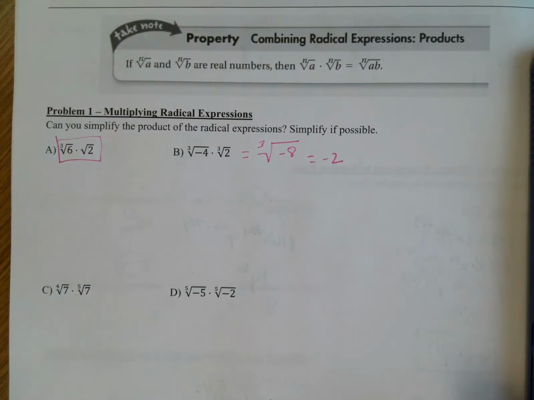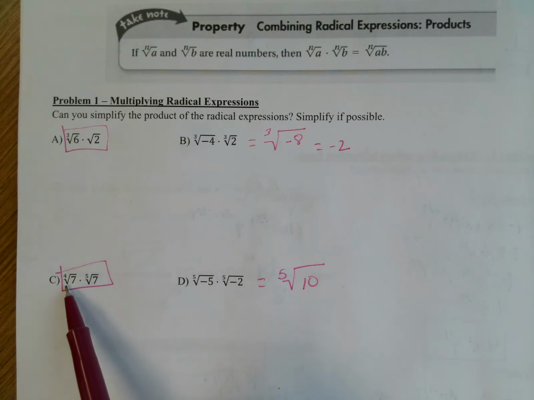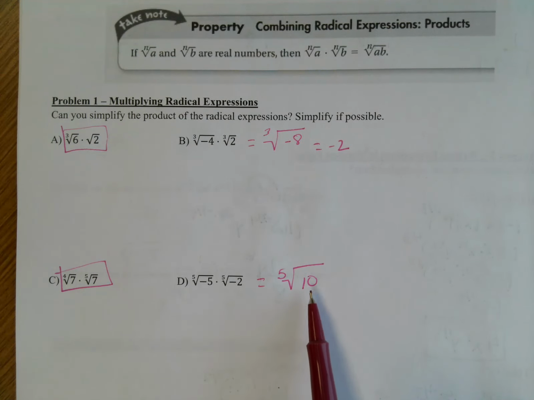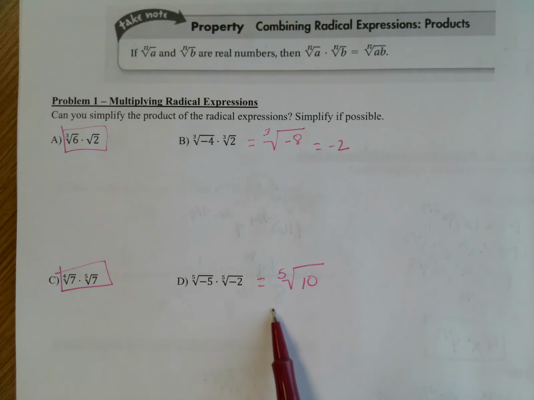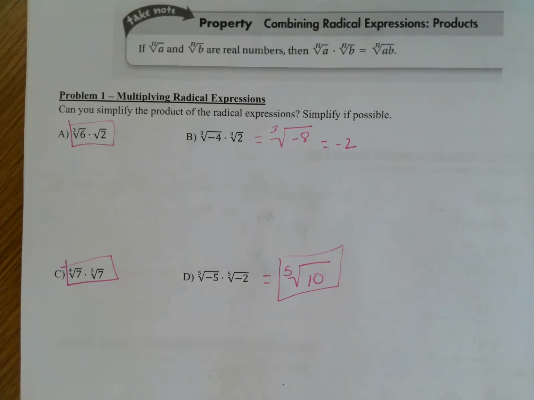I want you to pause this video and try to do C and D by yourself right now. Here, the indexes are different, so I can't do anything with it. That's my answer. Here, I can multiply them together. So -5 times -2 is +10. I cannot simplify this any further because if I plug that into my calculator, it gives me a long decimal. I don't want a long decimal. I want it just multiplied together, just like that.